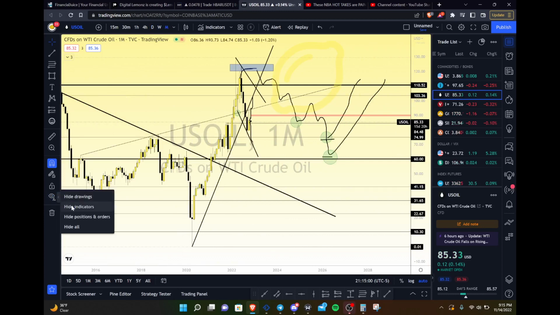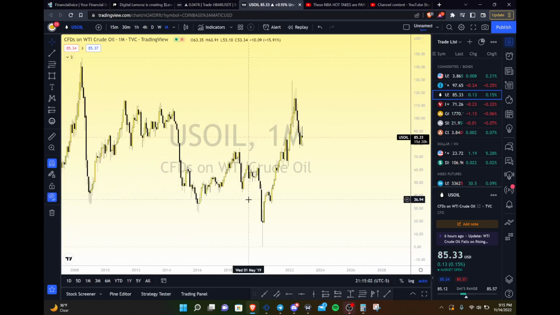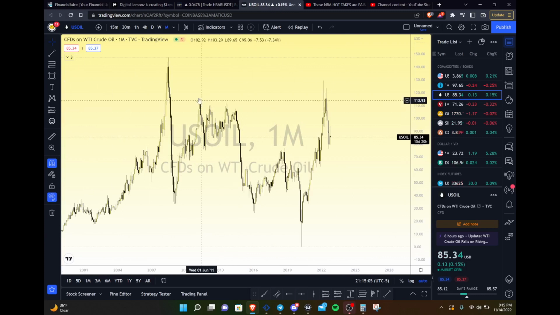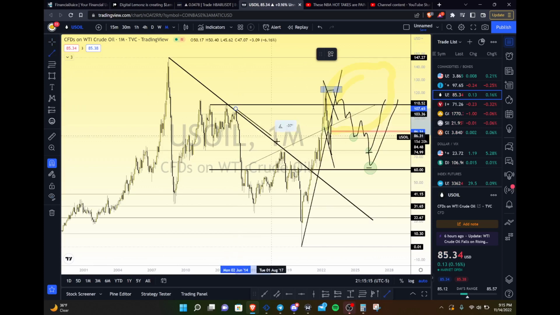Let's get rid of that. Let's hide drawings. So this is overall bullish. I mean, you have a massive trend line that was broken. So if you go from this pivot prior to the 2015 drop, to then this high pivot here.